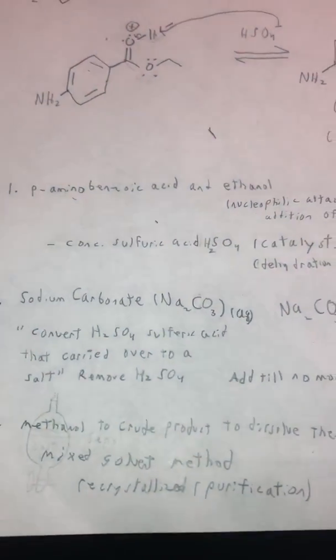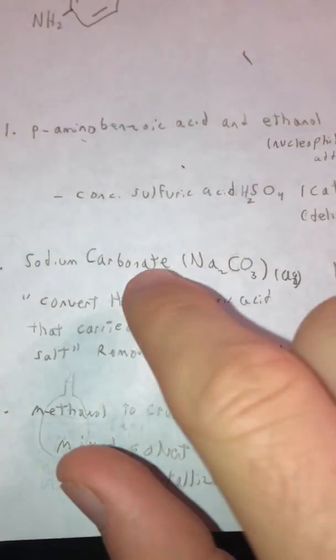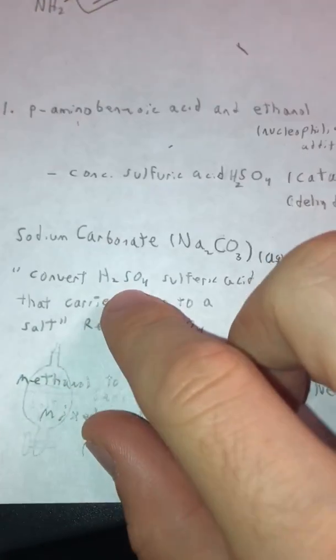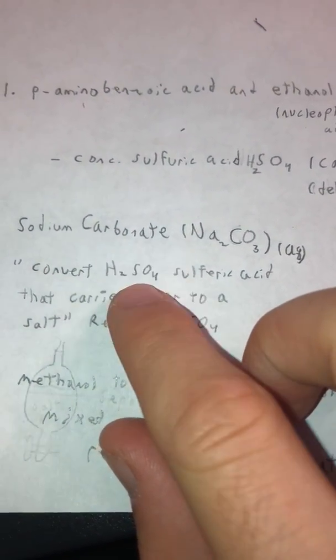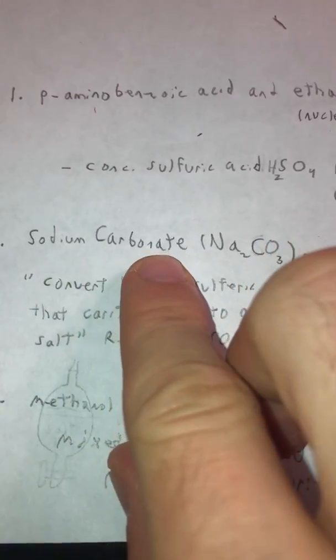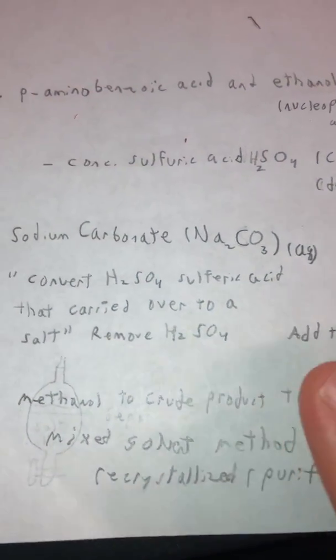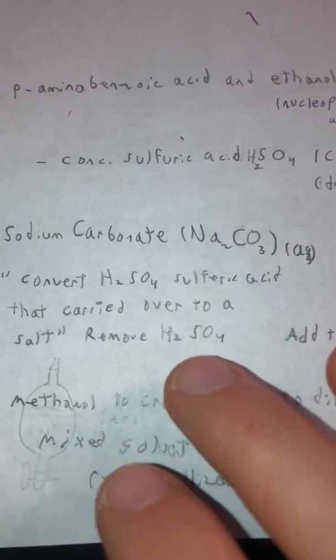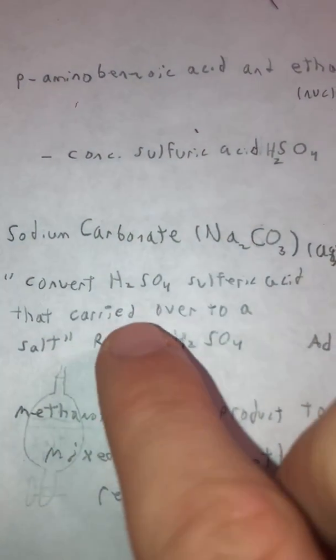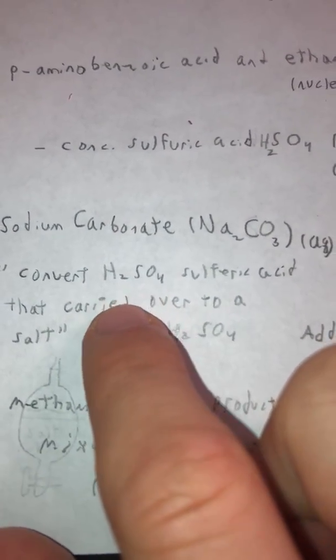Okay, so somewhere down the road after we get our product made, we have it in a flask now. We need to raise the pH. We have concentrated sulfuric acid still in it. It's a low pH, it's acidic. So we're going to add sodium carbonate, Na2CO3. This is to neutralize the solution. Basically, this brings the pH up to 8, which is what we're looking for. We're converting the H2SO4 that carried over into the flask to a salt. So we're removing sulfuric acid, H2SO4.